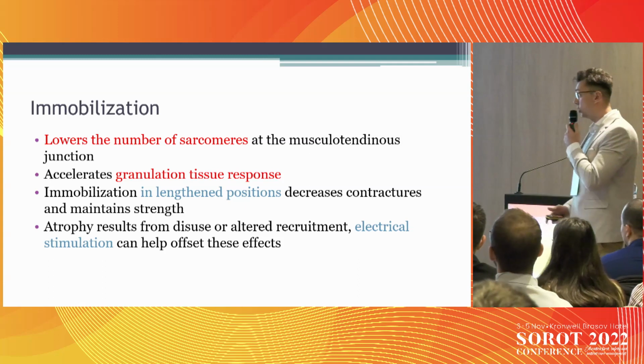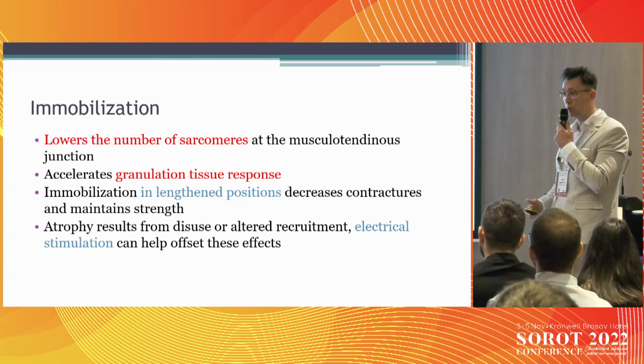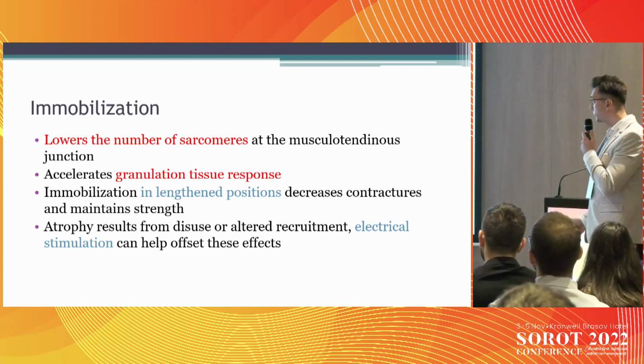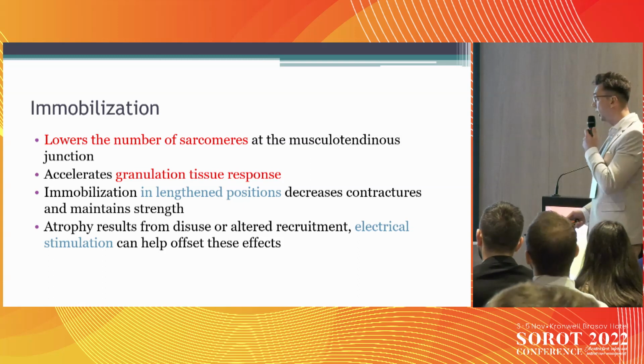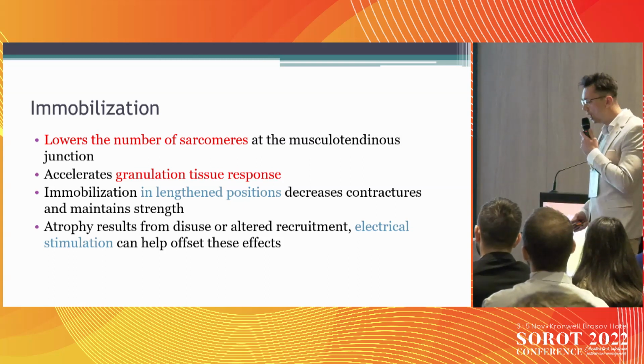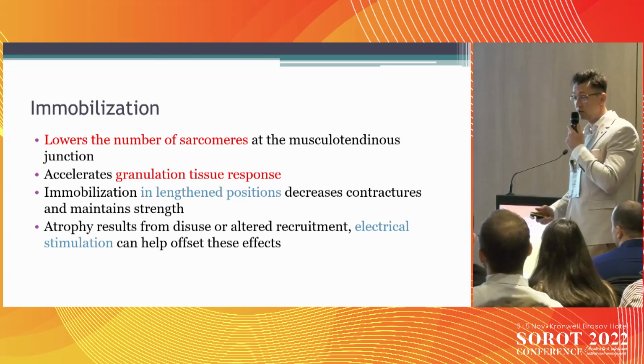Immobilization lowers the number of sarcomeres and accelerates the granulation tissue response. Immobilization in a lengthened position decreases contractures and the atrophy of the muscles as a result of disuse. We can offset these effects with electrical stimulation.